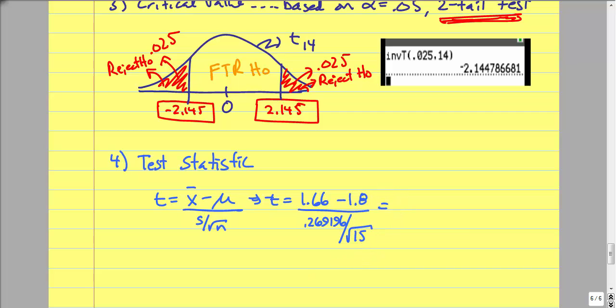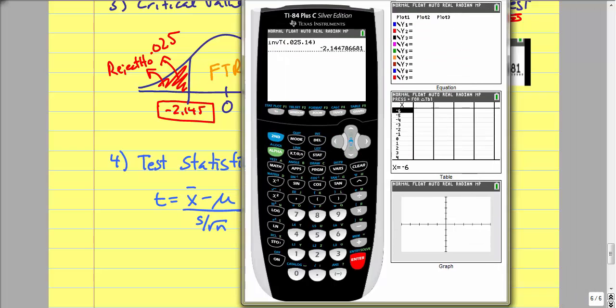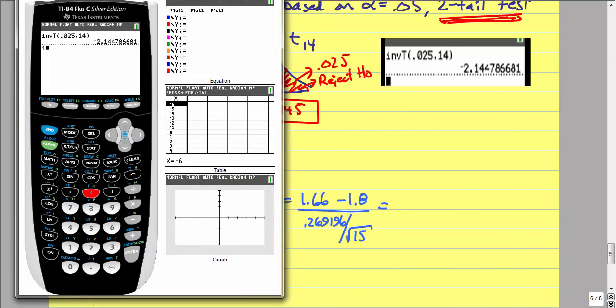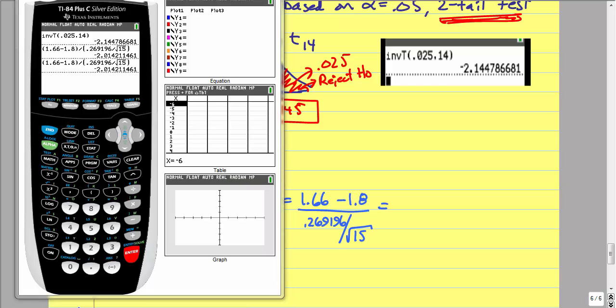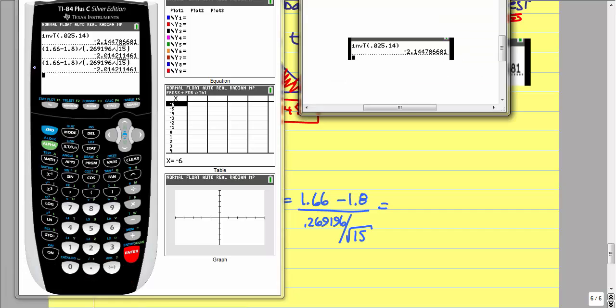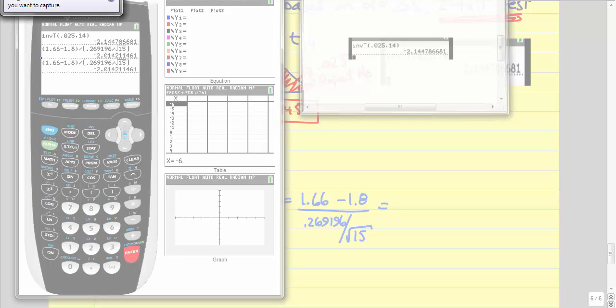Okay, let's go ahead and plug this into our calculators. So again, parentheses in our numerator, 1.66 minus 1.8, divided by, and we have to have this in parentheses because we want this to be divided by the entire fraction, 0.269196 divided by the square root of 15. And then we would want to arrow out and then close parenthesis. Whoops, I got the same thing twice there. And so let's go ahead and paste that in.